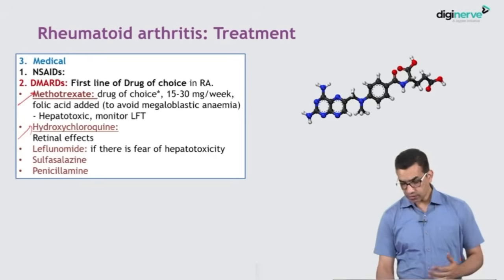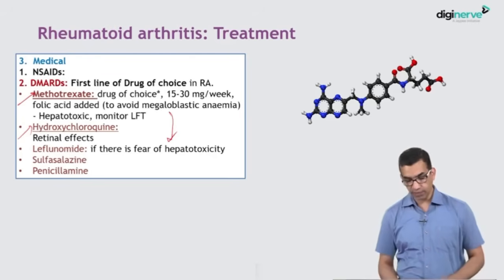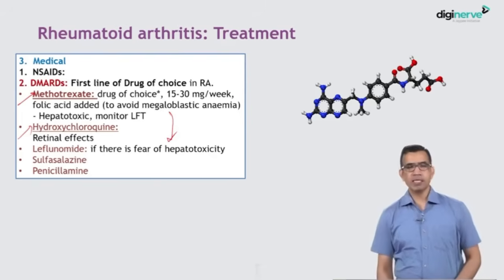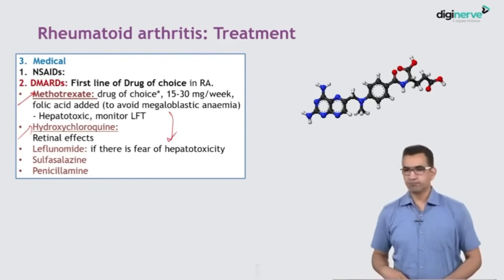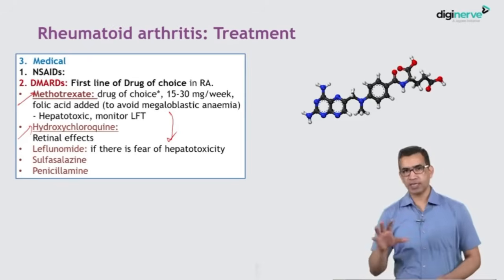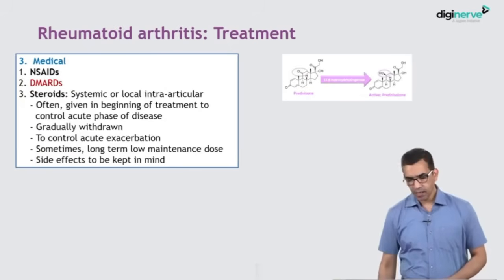If the patient has got liver toxicity, you can always shift him to leflunomide. Sulfasalazine and penicillamine are also there. They are also used. Gold salts are also used, but not so frequently, at least in today's era.